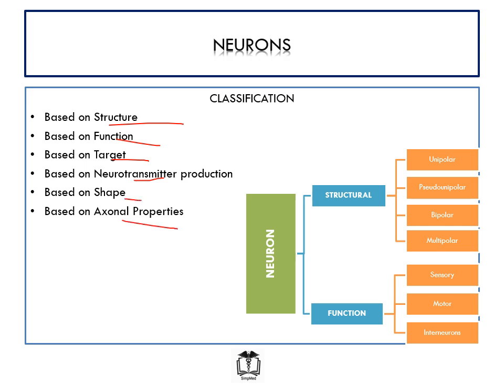In this particular module, we'll just focus on two major forms of classification, which are the structural classification and the functional classification. Structurally, we can classify neurons as either a unipolar neuron, a pseudo-unipolar neuron, a bipolar neuron, or a multipolar neuron. And then functionally, we can classify neurons into either a sensory neuron, a motor neuron, or an interneuron.